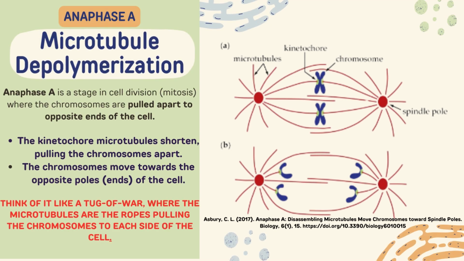So we'll be looking over two types of anaphase. So we have here anaphase A, which is a stage in cell division where the chromosomes are pulled apart to opposite ends of the cell, and the kinetochore microtubule shorten, pulling the chromosome apart. The chromosome moves towards the opposite pole end of the cell. So think of it like a tug of war, where the microtubule are ropes pulling the chromosome to each side of the cell.